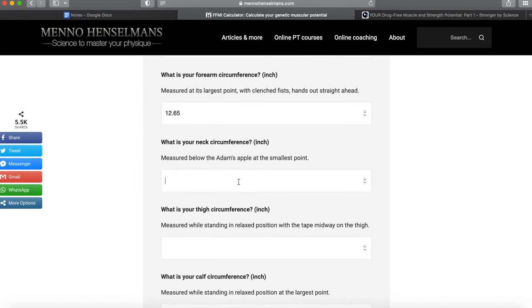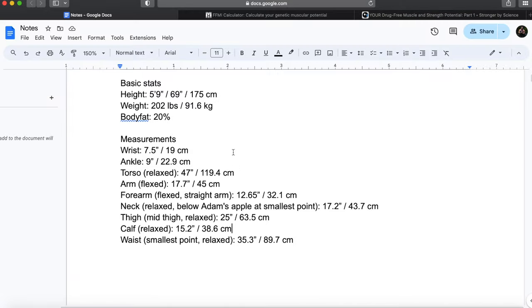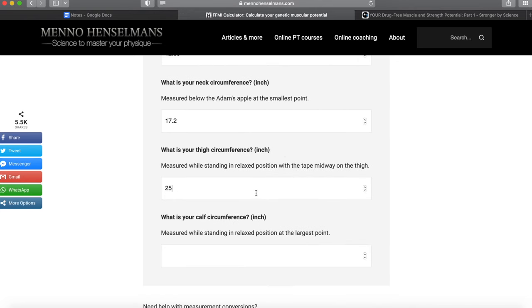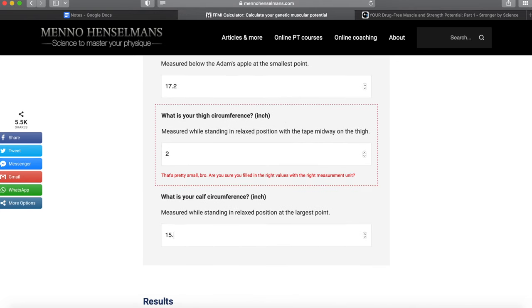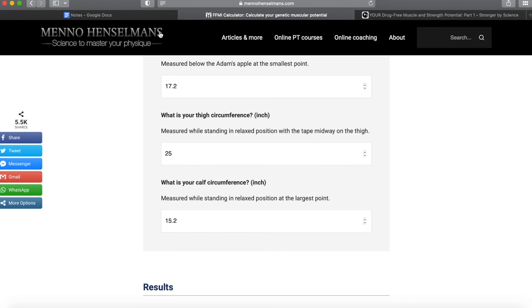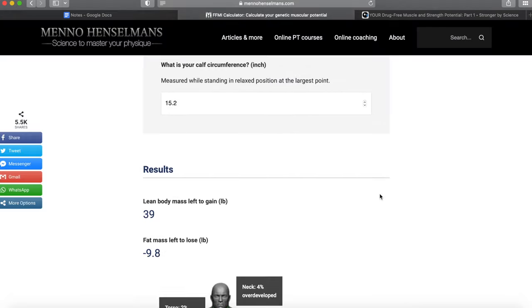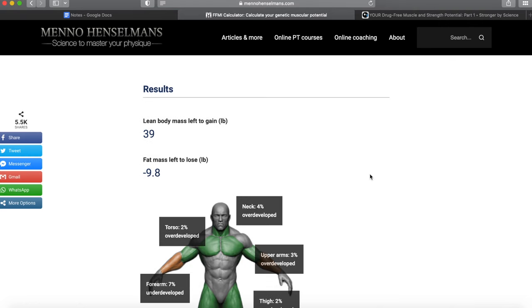Neck was 17.2. Yep. That was 25. Calves were 15.2, but I'll confirm. Alright, I don't know what's going on with my keyboard. Might be the website, actually. Calves, 15.2, there we go. Results.